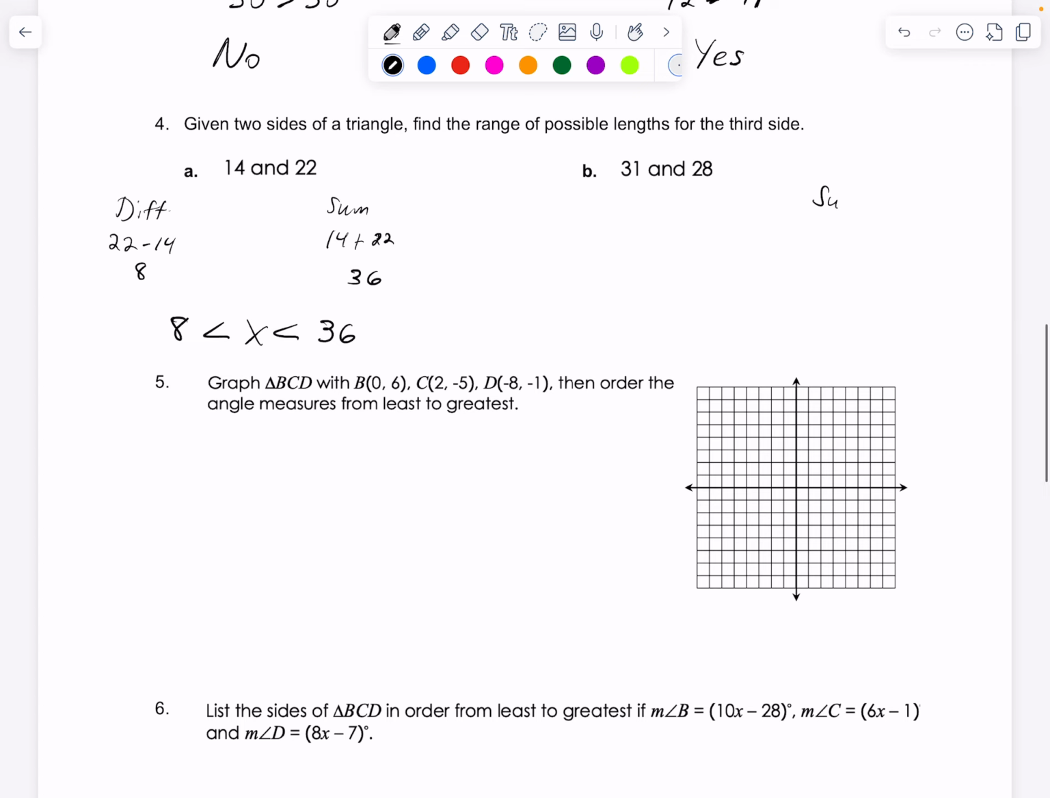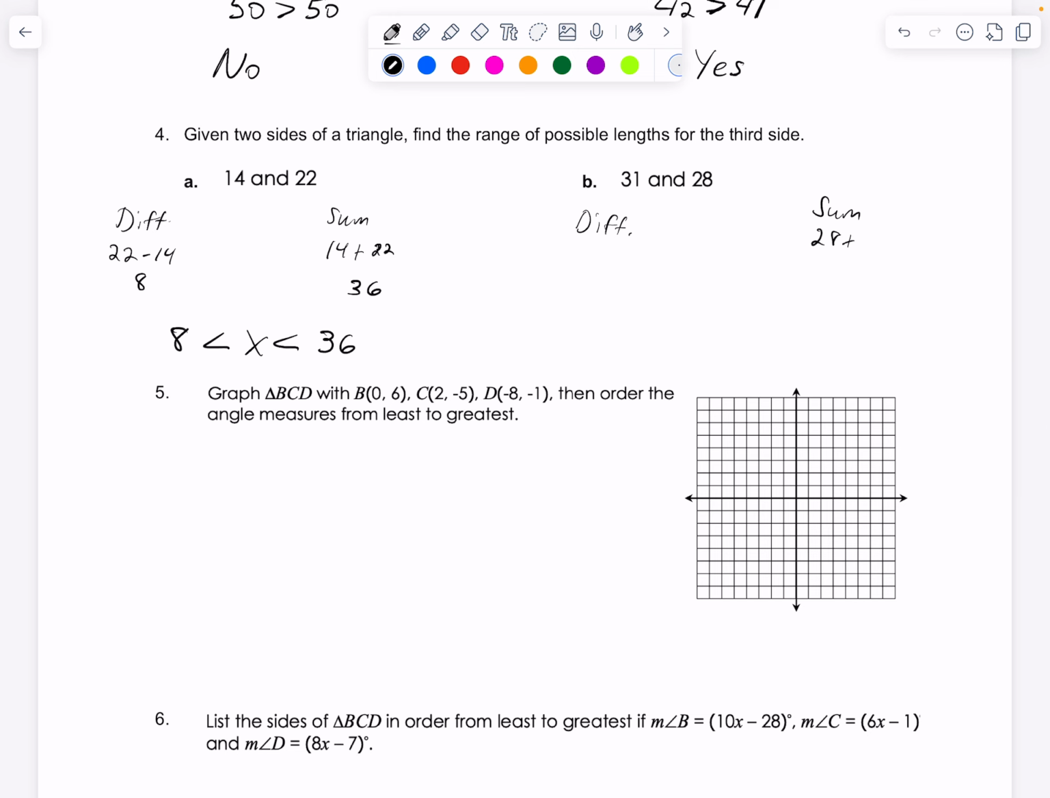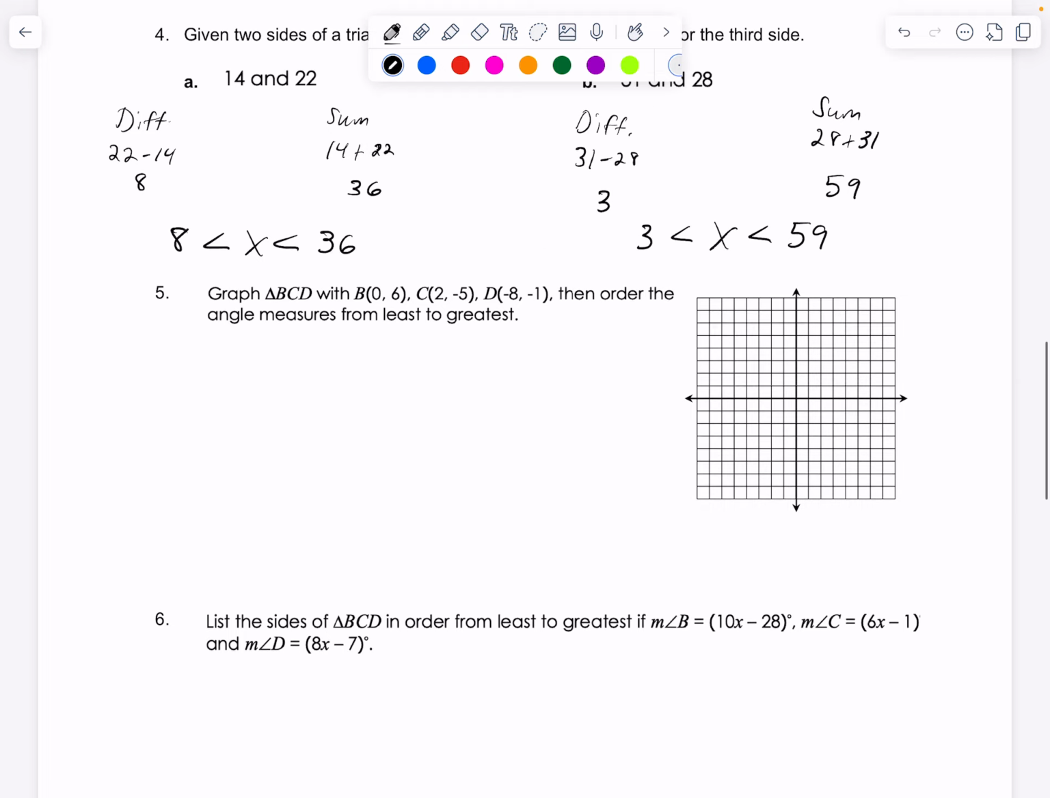Same thing on this one. Part B, we'll do the sum and difference. So 28 plus 31, and we'll do 31 minus 28. So we have 3 when we do subtraction. When we add, we get 59. So your third side could be less than 59 units, or it could be greater than 3 units. So anywhere in between would make this a triangle. Okay? All right, 2 more.